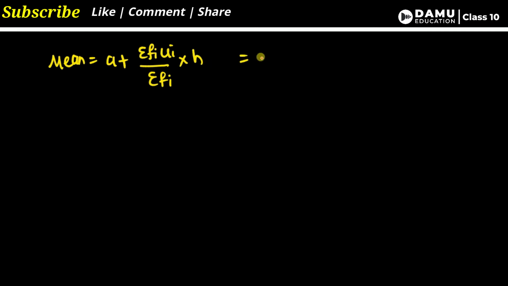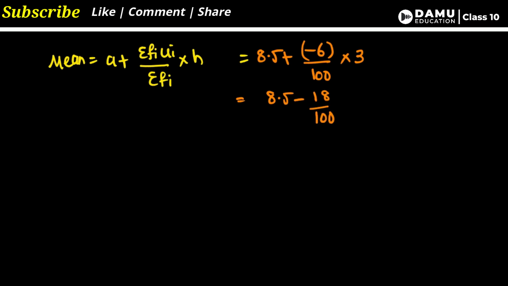Assumed mean we know is 8.5 plus summation of FiUi minus 6 by summation of Fi, which is 100. h is nothing but 3. So let's calculate: 8.5 minus 6, 3 is 18 by 100. Let's cancel these values with 2. So 2 9s are 18, then 2 5s are 10, then zeros are.